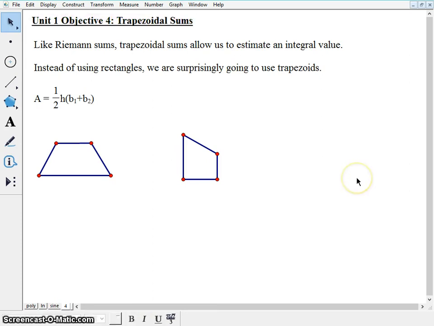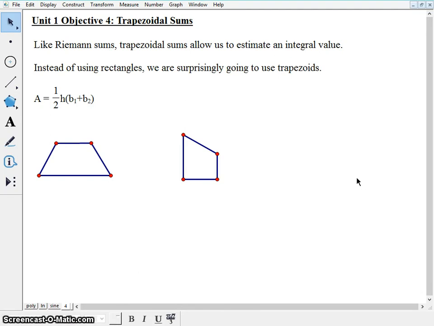Alright, in this video we're going to talk about Unit 1, Objective 4, which is trapezoidal sums. Trapezoidal sums, much like Riemann sums, are going to allow us to estimate an integral value, but instead of using rectangles like we did with Riemann sums, shockingly, we're going to be using trapezoids instead.